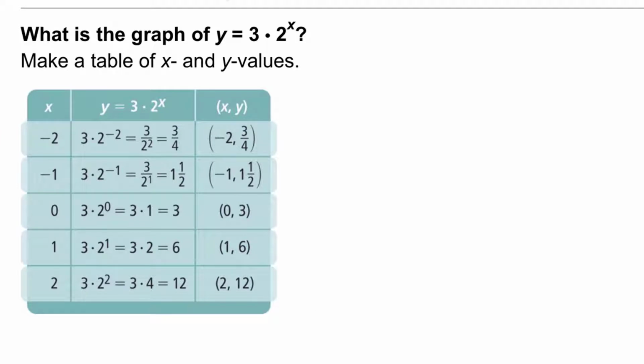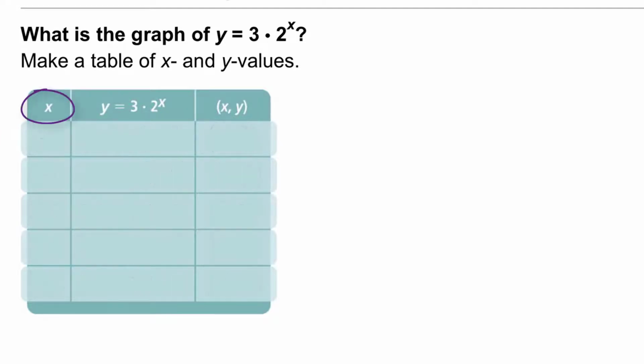So first consider our table. On the far left we have a column for x values. We'll be choosing those ourselves. Remember, it's a good idea to choose some negative values, 0, and some positive values, so we can see how the function behaves both on the left and the right hand side of the y-axis. In the middle we have our equation reminding us that y equals 3 times 2 to the x power.